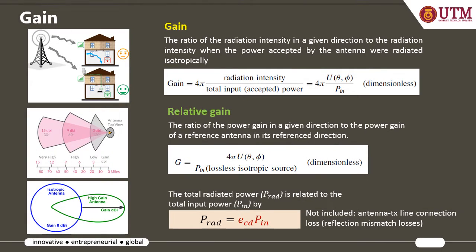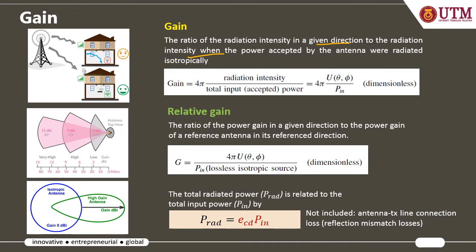Okay, next let's discuss the gain. Gain is one of the parameters used to indicate the antenna performance. The gain is basically defined as the ratio of the radiation intensity in a given direction to the radiation intensity U when the power accepted by the antenna were radiated isotropically.